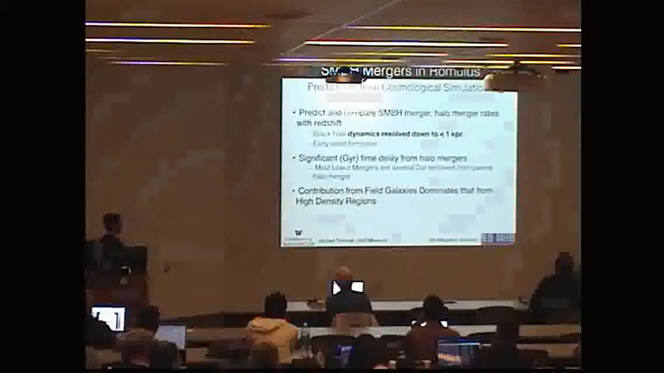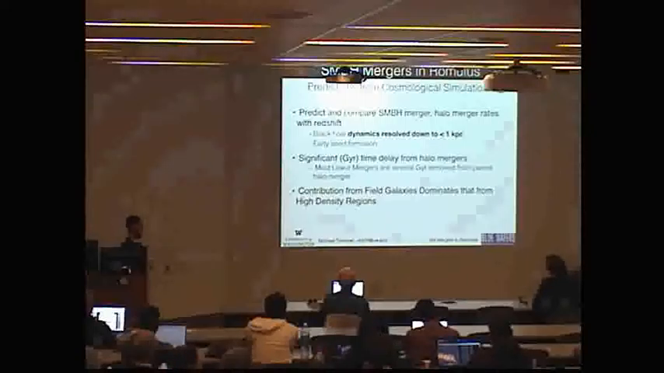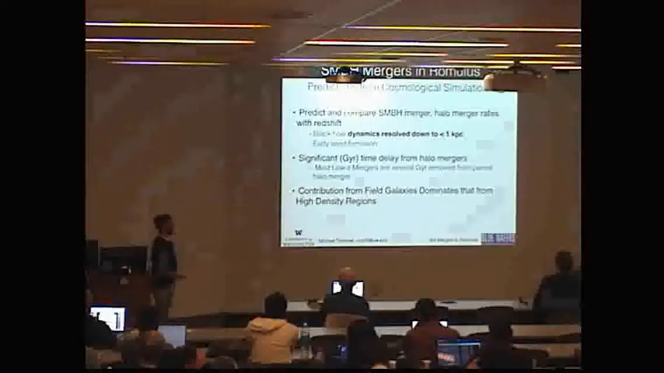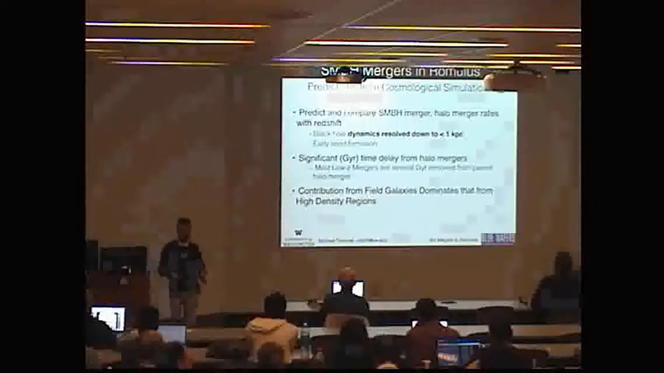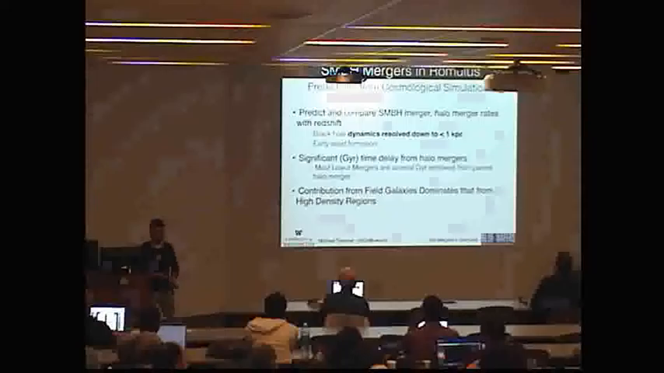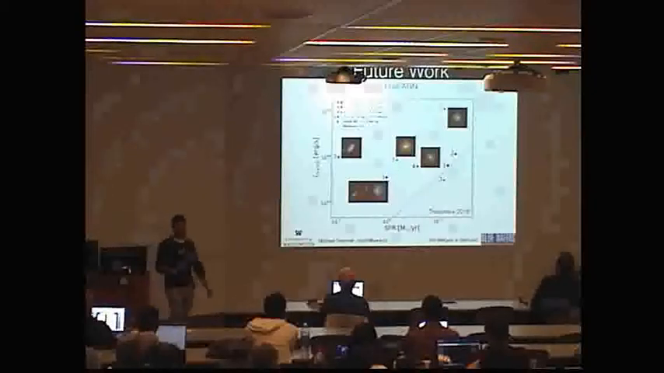And we find, again, that the merger rates between black holes and halos follow each other pretty well, but you do get significant delay times, particularly when you're looking at merger rates that occur at lower redshift. They're dominated by very much delayed black hole mergers. And finally, like I just showed, the contribution from clusters, from high density regions, is very low and almost minimal at all redshifts.